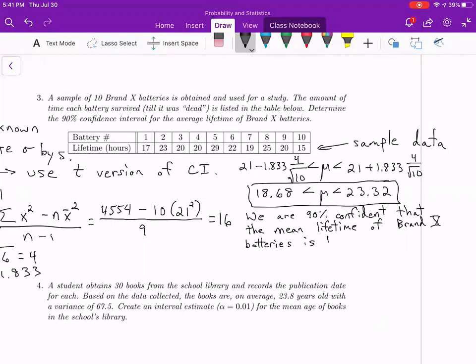So is between 18.68 and 23.32 hours. So you notice the format is essentially the same as what we did in number 1. Some of the values changed, and that's about it.